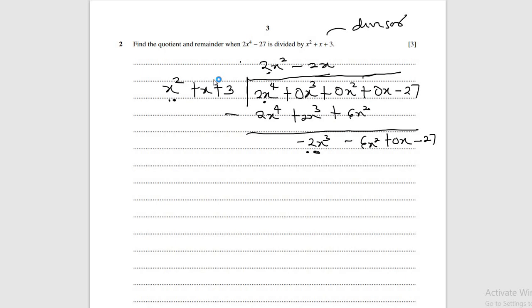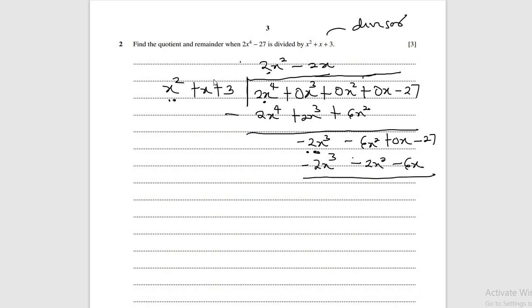After getting your answer, you now use your answer to multiply all the divisor again. So minus 2x times x squared, that's minus 2x cubed. Minus 2x times x, that's minus 2x squared. Minus 2x times 3, that's minus 6x. You are done with it.